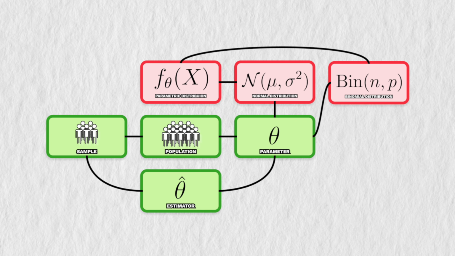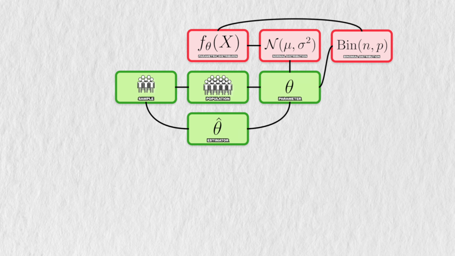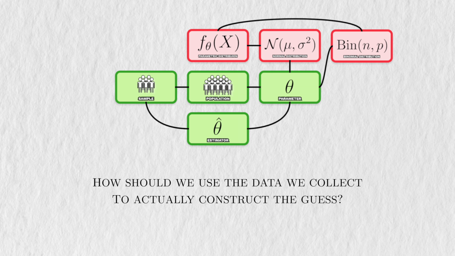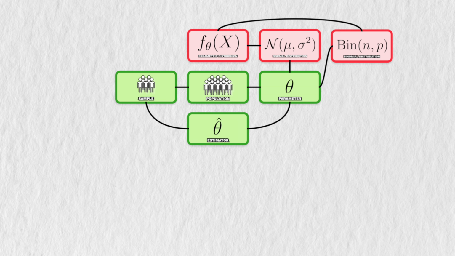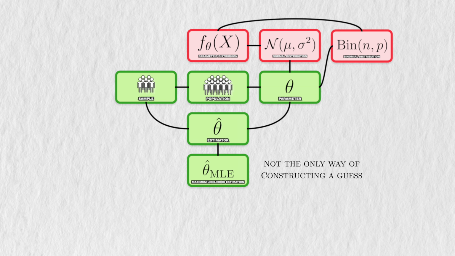So now we know what an estimator is. Now we need a way to actually make them. That is, how should we use the data we collect to actually construct the guess? The main method that students will learn is maximum likelihood estimation. It's not the only way of making a guess, but it is by far the most relevant method to the tools that graduate students learn.